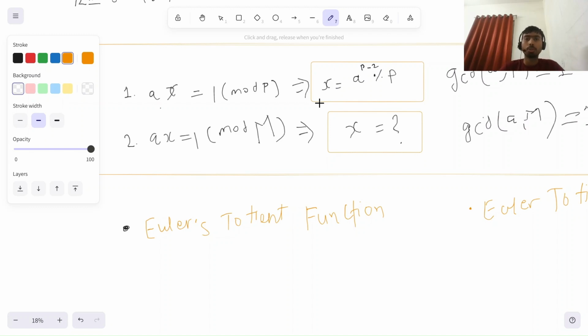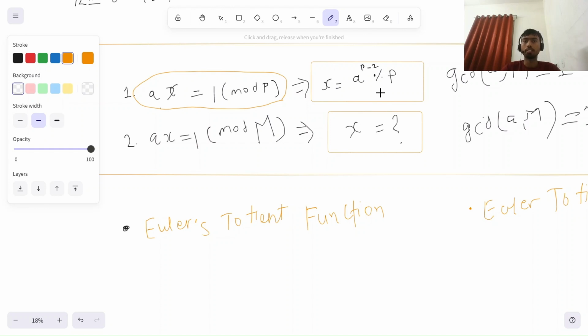Okay. So first, see these two equations. The first one is the modulus inverse of a number, and we already know the solution of this. What is that? It is x is equal to a to the power p minus 2 modulo p, and GCD of a comma p should equal 1. And this is the statement of Fermat's Little theorem.